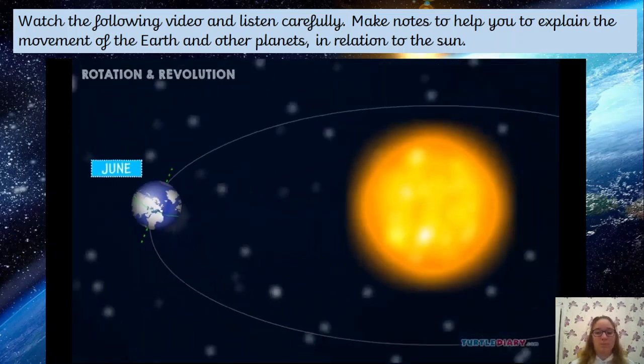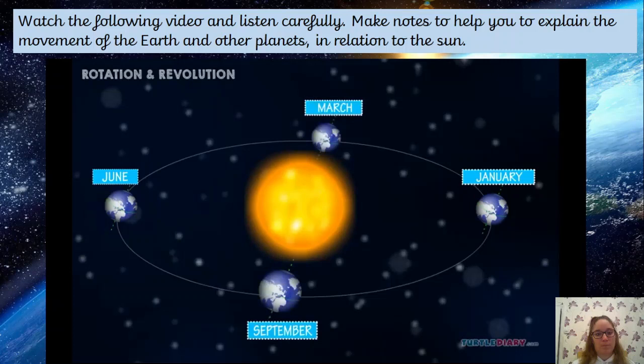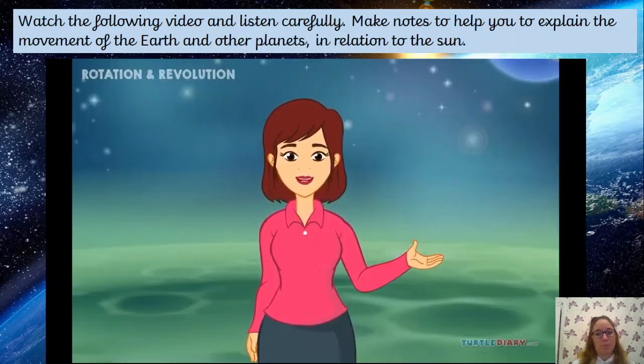The poles are now in opposite positions to where they were in January, with the North Pole having 6 months of day and the South Pole 6 months of night. In March and September, the sun is facing right at the middle of the Earth. The rays of the sun hit the northern and southern hemispheres equally. Days and nights are about equal in length.